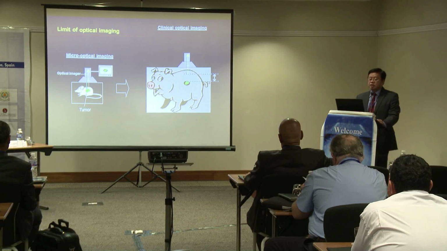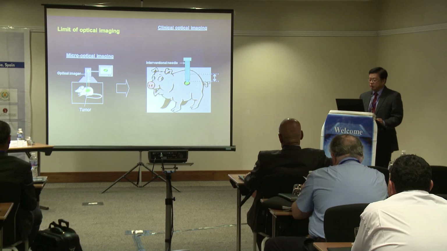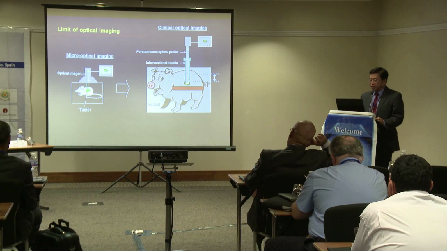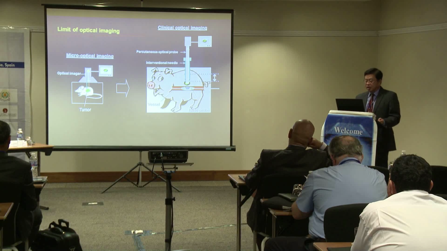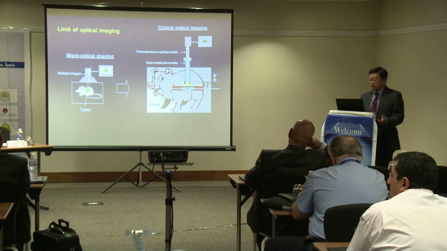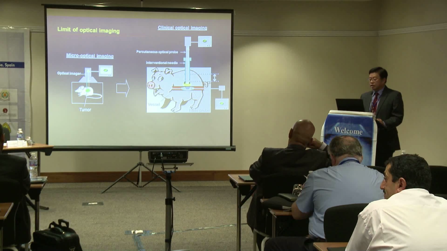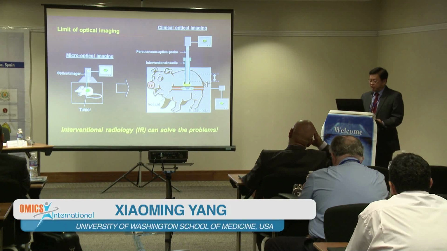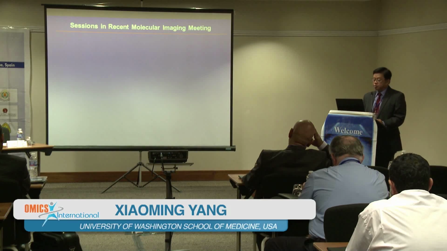So what we can do is use interventional procedures. We have an interventional needle and send a percutaneous probe or imager close to the target. Then we can get this imaging. We can also use the naturally existing lumens of the body, for example vessels, bile ducts or ureters, to send an endo probe to detect the tumor. So then we can get this imaging. Our interventional radiology can help to solve the limitations of current molecular imaging techniques.